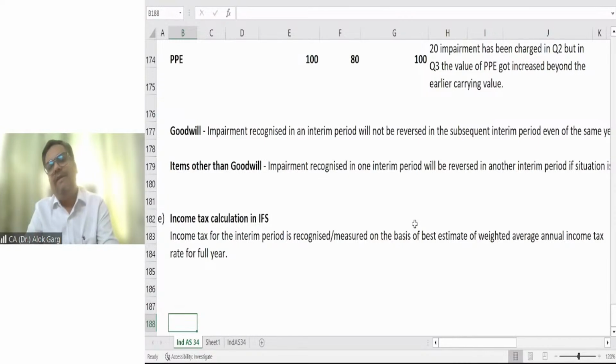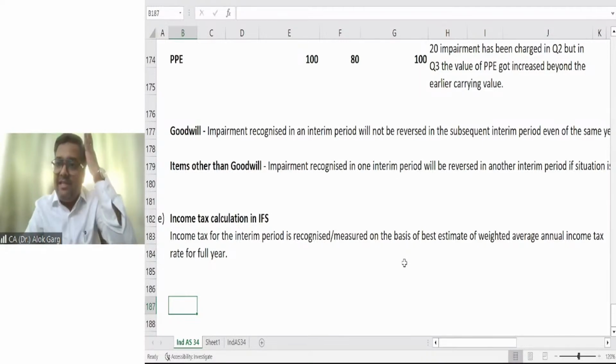Sir, what about the quarterly financial statement? If I'm preparing a quarterly financial statement, in one quarter I have a profit, in another quarter I have a loss. So how can I make a provision for income tax in that interim period? Standard says that you need to recognize and measure the provision for income tax on the basis of the weighted average annual income tax rate for the full year. Right? Sir, what does this mean?